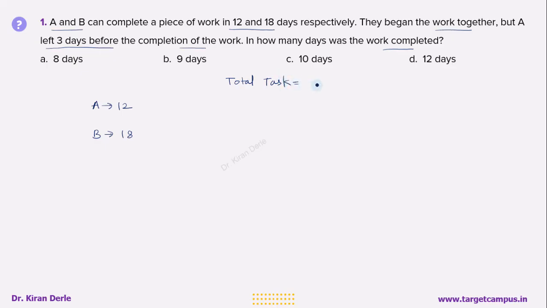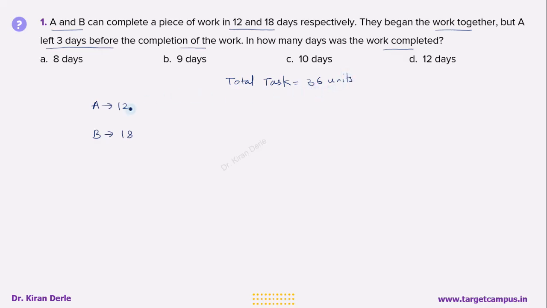in terms of some specific number of units. Those units should be the LCM of these two values. You can take any of the values, but just to simplify our calculations, we take the LCM of these two values. So the LCM, least common multiple, of 12 and 18 is 36. So we'll assume the task of 36 units.